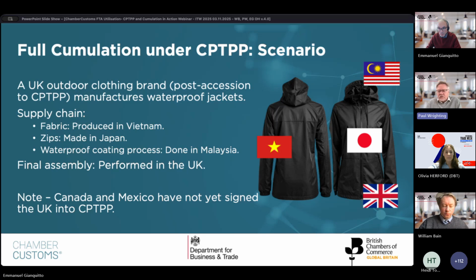CPTPP is obviously a multi-country agreement, and that's why you can have full cumulation. So sometimes you just have agreements whereby you can cumulate between two countries, or sometimes all the countries within the trade agreement. That's why it seems more complicated than it really is. But basically, if you can either take advice or follow the guidance, which is really good these days on the gov.uk website, then you'll be able to work out whether your goods can qualify or not, and whether preference can be claimed.